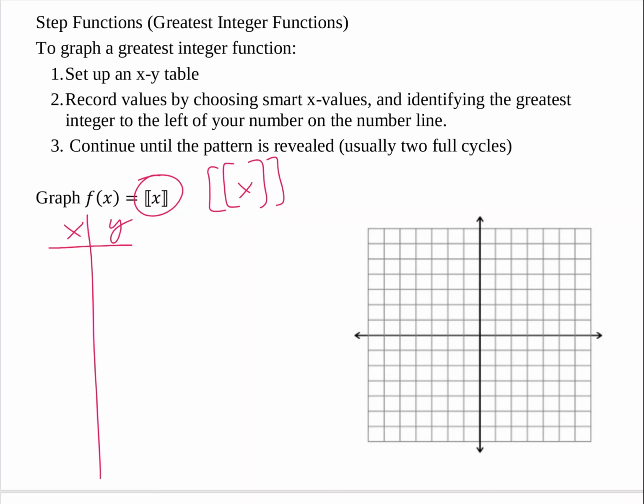And then I said, choose smart X values. Smart X values does not mean 0, 1, 2 like normal, okay? 0 is fine, but then something like 0.25, 0.5, 0.75, and 1. And then 1.25, 1.5, 1.75, 2. Enough to be able to reveal the pattern that's going on, but you need decimals to be able to see exactly what the pattern is.